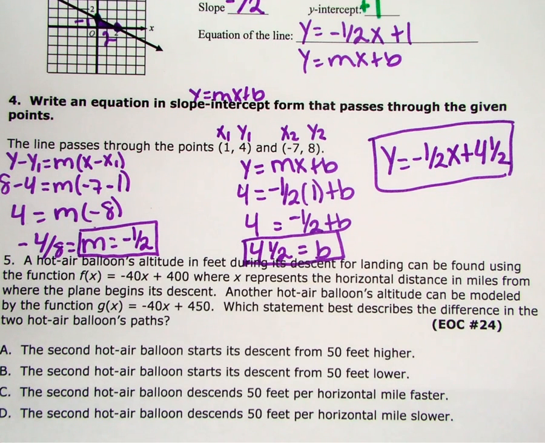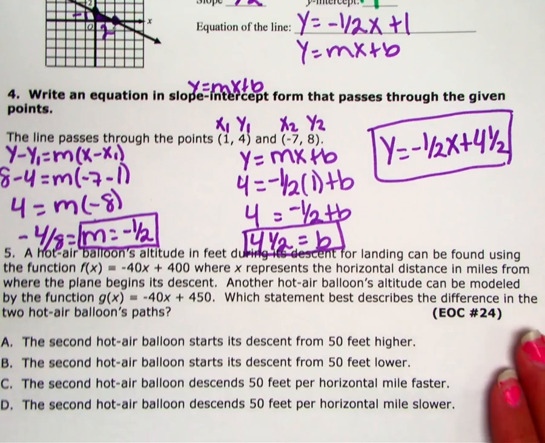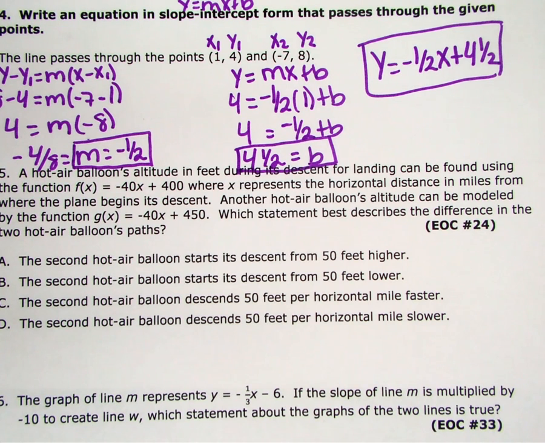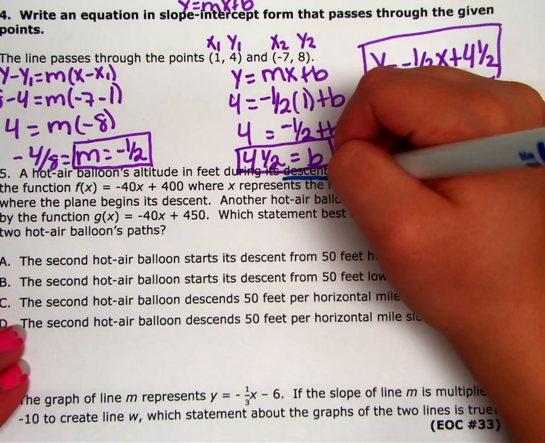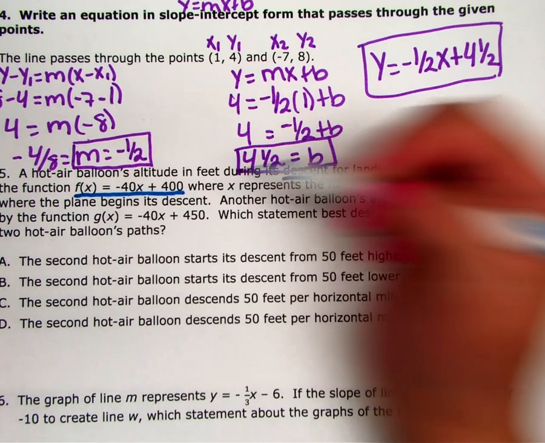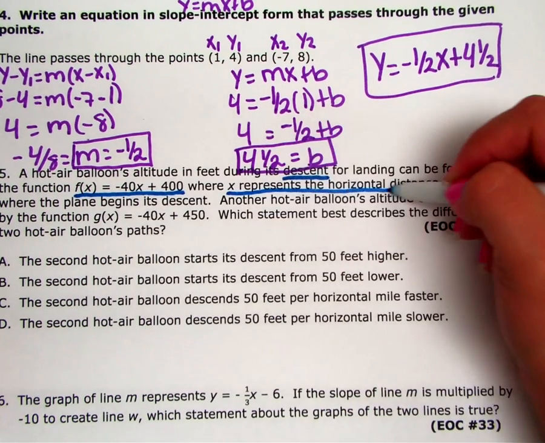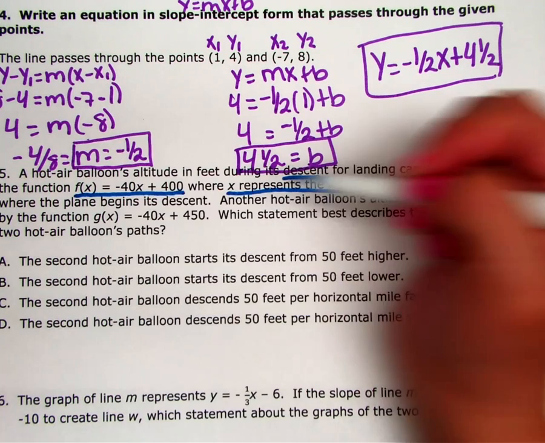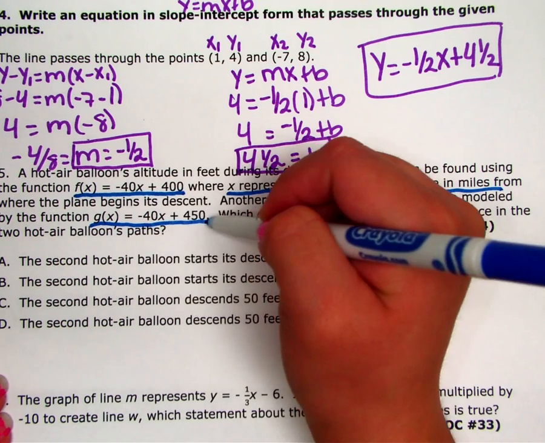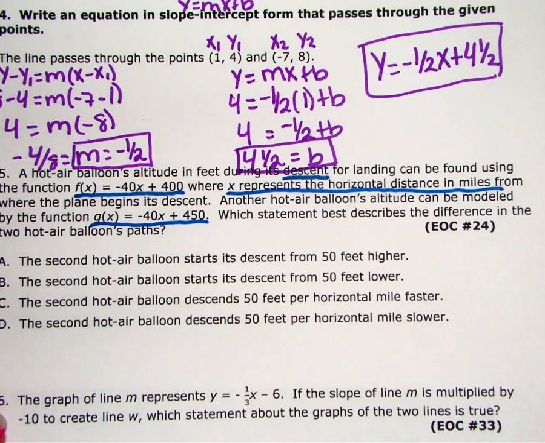Alright, so now let's look at number 5. It says a hot air balloon's altitude in feet during its descent, so we know it's going to be going down, for landing can be found using the function f of x is equal to negative 40x plus 400, where x represents the horizontal distance in miles from where the plane begins its descent. Another hot air balloon's altitude can be modeled by this function right here. g of x is equal to negative 40x plus 450. Which statement best describes the difference in the two hot air balloons?